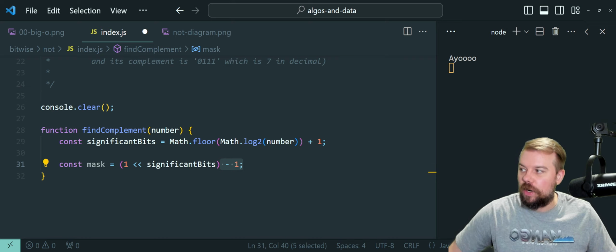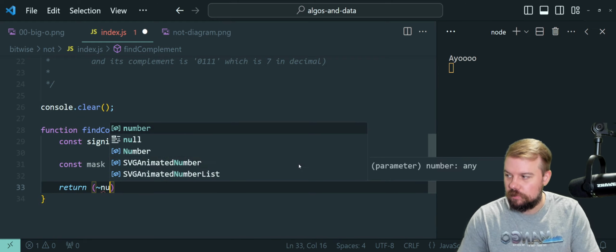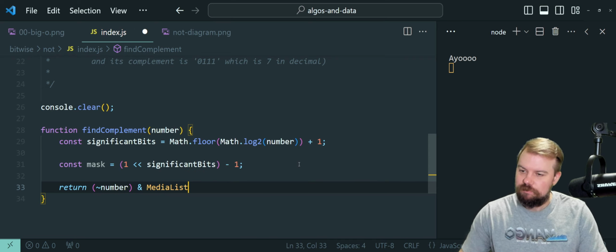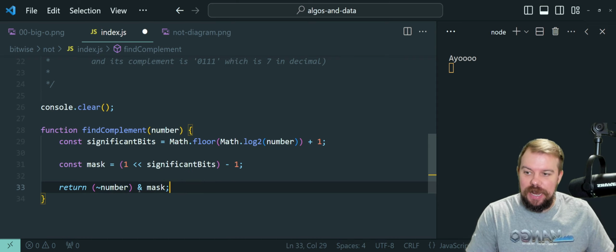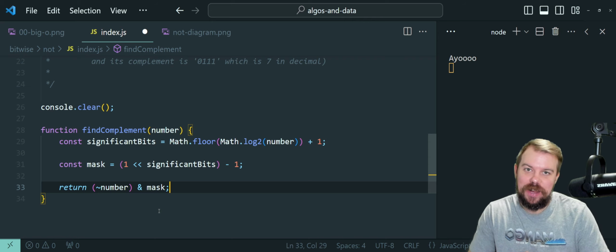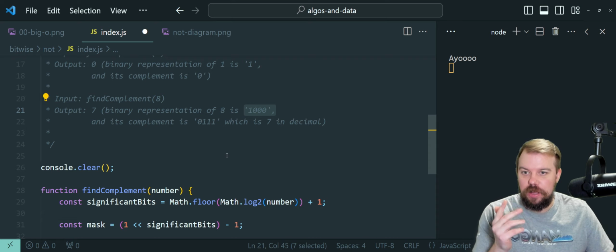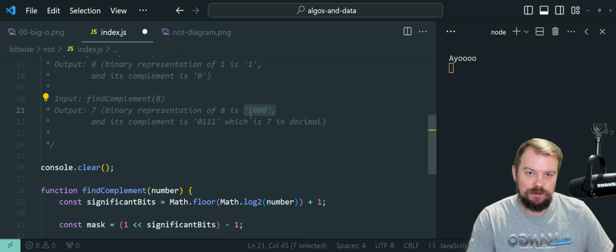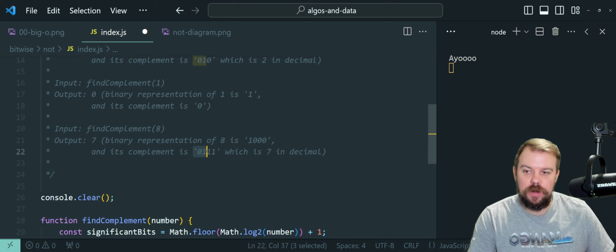Now that I have the mask, we're going to do a clever little trick here. All I need to do is say return, not our number, and mask, and wouldn't you know it, this is how you find the complement value. So this would take an input of 8, and the binary value of 8 is 1000. And when we not that number and apply our lovely little mask with some trickery to it, and we return it, we get 0, 1, 1, 1, which is our value of 7.